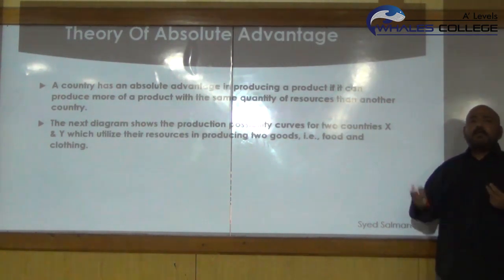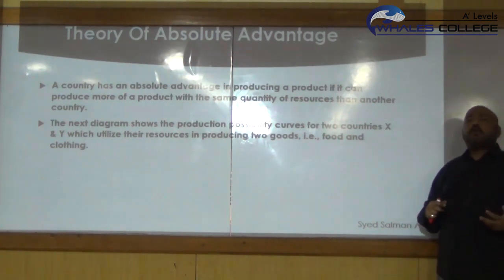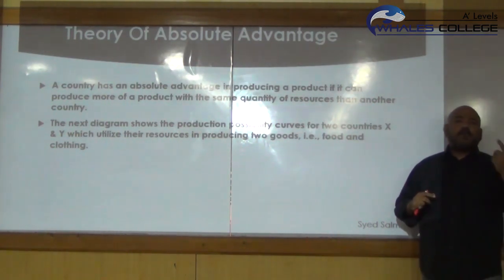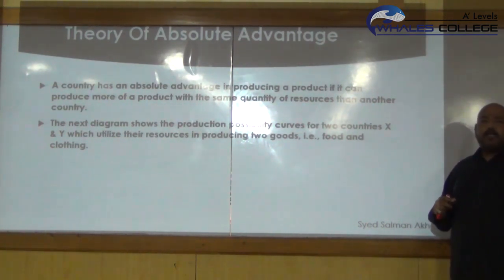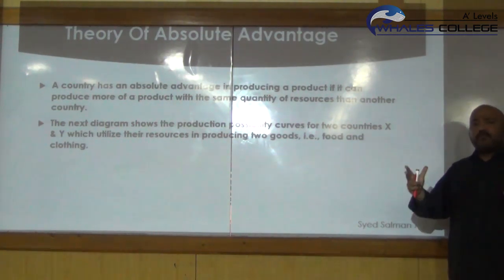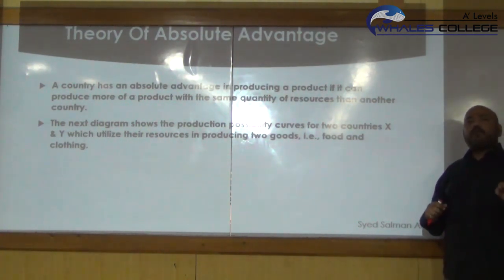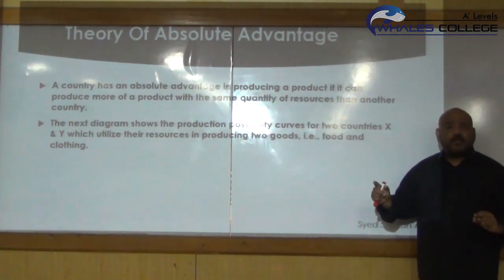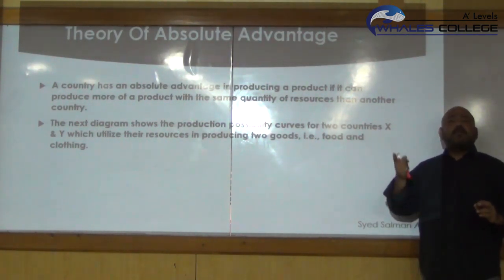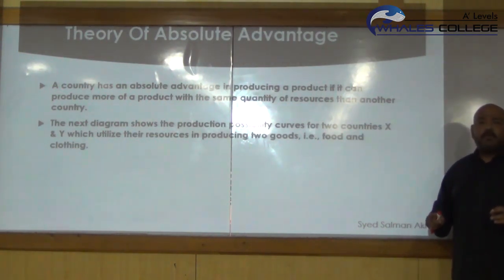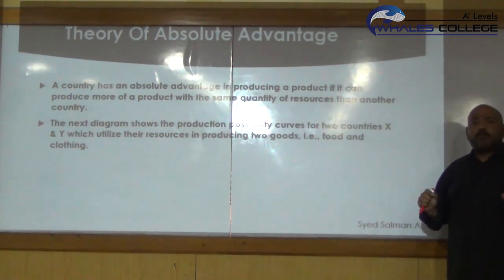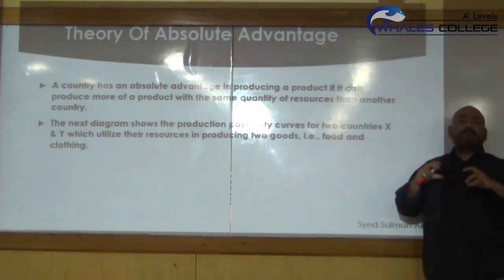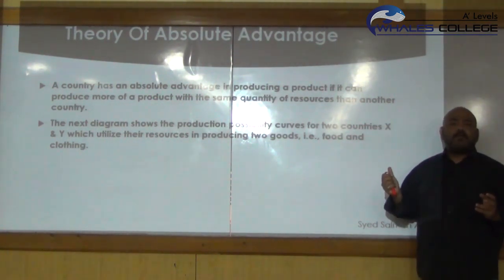For example, Mr. X and Mr. Y both are producing tables. If Mr. X is producing one table and the opportunity cost is 5 chairs, and Mr. Y is also producing the same quality of table and he is sacrificing 10 chairs, it means Mr. X must specialize in table production as his opportunity cost is less than Mr. Y's. This is the basic theory behind comparative advantage.